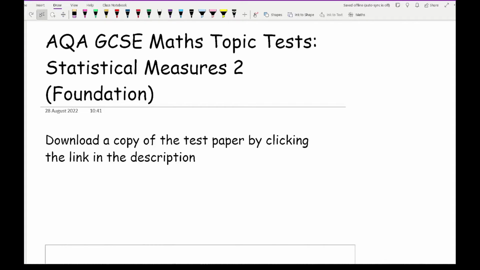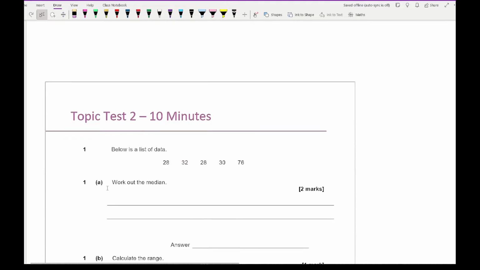Now before we get started, it's worth mentioning that there is no indication about whether any of these questions are specific to a calculator or a non-calculator paper. So what we'll do is make sure we show our full working out, and if it's on a non-calculator paper then we may have to do further calculations. So let's get started on question 1.